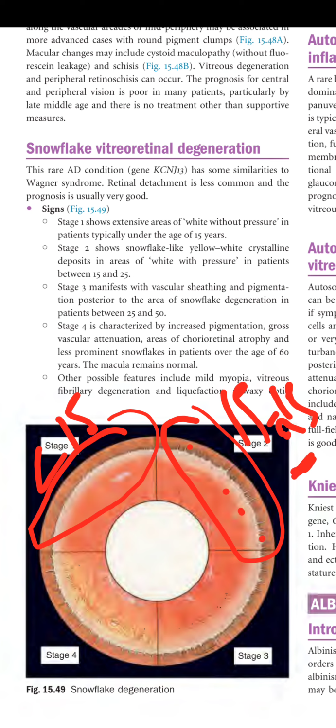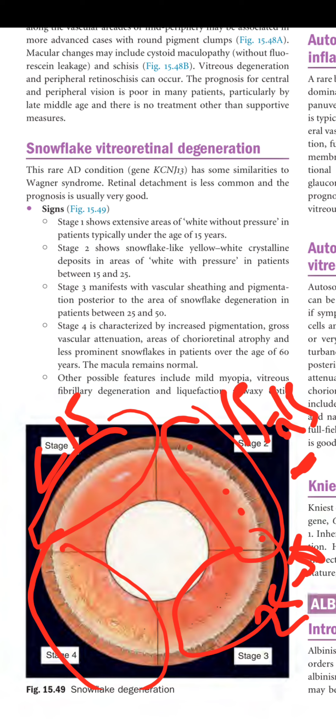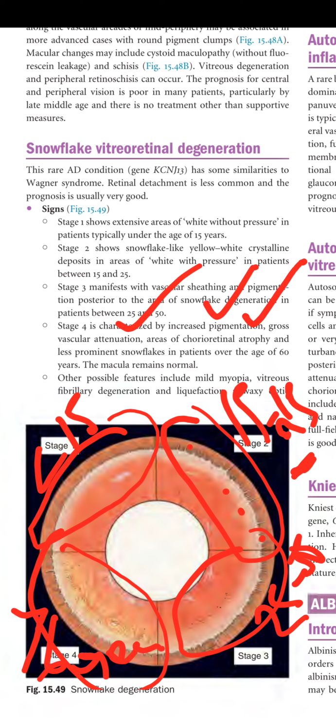Stage 3 manifests with vascular sheathing. So there is vascular sheathing and pigmentation posterior to the areas of the snowflake degeneration in a patient between 25 to 50 years of age. Stage 4 is characterized by increased pigmentation, vascular attenuation, areas of chorioretinal atrophy, and less prominent snowflakes in a patient over the age of 60 years. The macula remains normal. So stage 4 is basically at the age of 60 years, and there is increased pigmentation, vascular attenuation, and areas of chorioretinal atrophy.